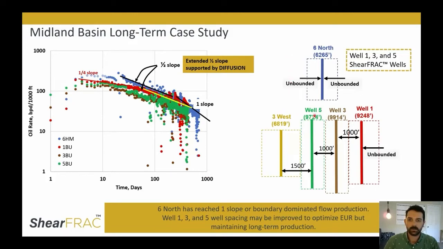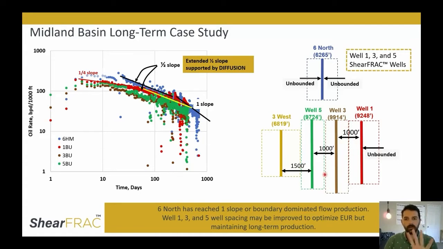The 6 North well was completed pre-Shear Frac technology in this really good acreage. It's a standalone well. And you can see this is real data. The blue dots is a really great well, and we used that as our baseline. And then wells 1, 3, and 5 were completed using Shear Frac technology.